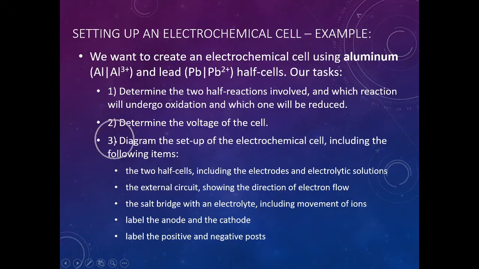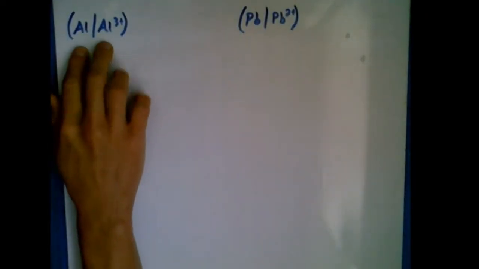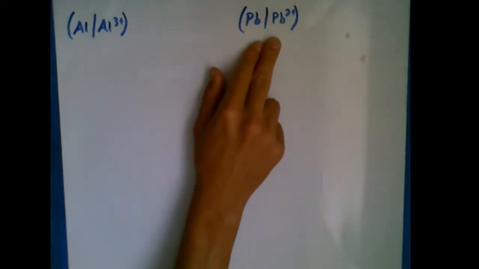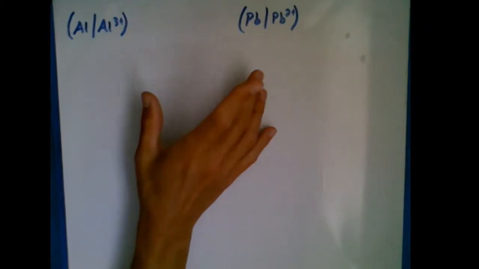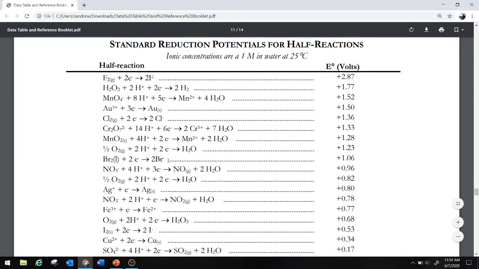Once we've determined the voltage, we are actually going to draw an entire setup of how this electrochemical cell would work. So we have two different reactions. We have an aluminum reaction and a lead reaction. And we don't necessarily know right away which of these is going to be oxidized and which is going to be reduced. What we need to do in order to determine that is take a look at a list of standard reduction potentials. So the list of standard reduction potentials is just a tabled value. If you don't have one, you can probably find one in a textbook, or you can just look one up and be able to use it.